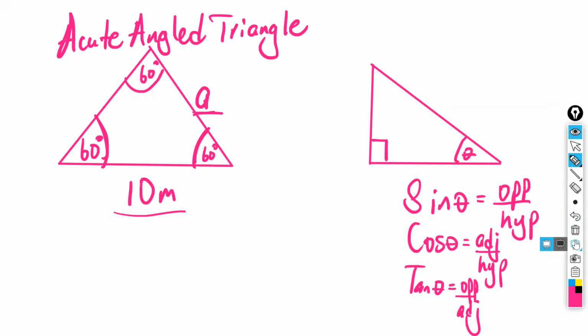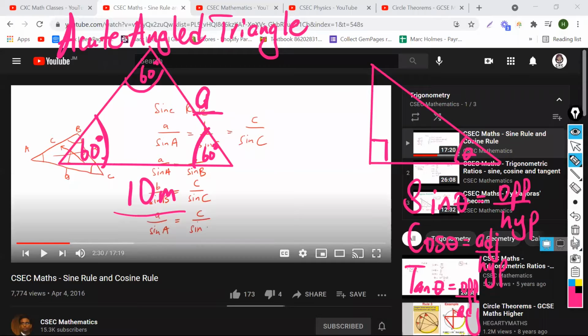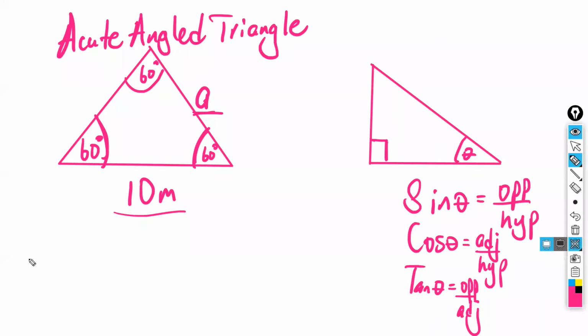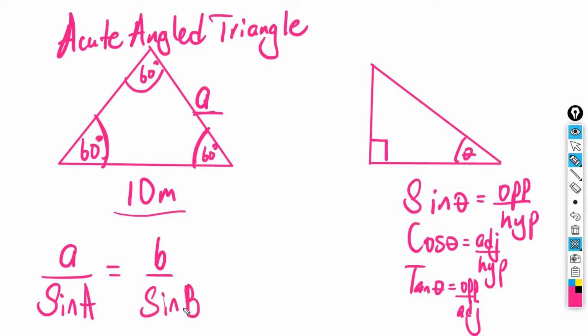And if you look on the video as well, the sine rule is a over sine A is equal to b over sine B, which is equal to c over sine C. So long story short, guys, if you have a side and an angle, you can find the other sides or the angles. It just depends. So let me give you an example.